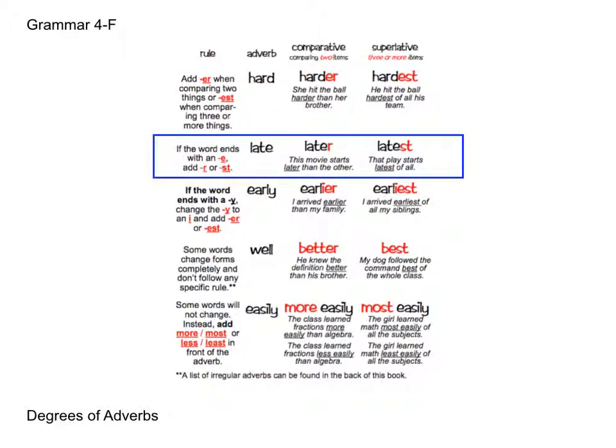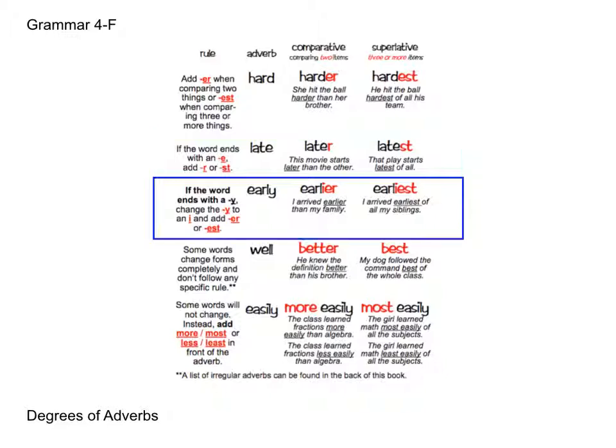Another very similar one is if the word ends with an E, add R or ST. So later, latest. This movie starts later than the other. That play starts latest of all. So pretty straightforward once again. And of course we have if the word ends with a Y, change the Y to an I and add ER or EST. So early becomes earlier or earliest, depending on how many things you're comparing.